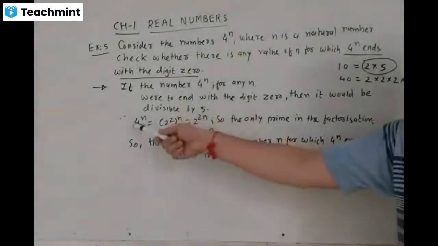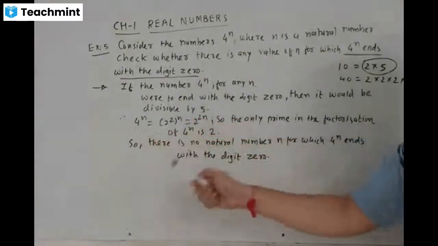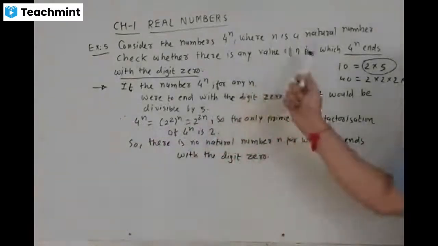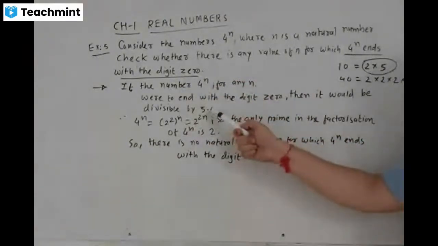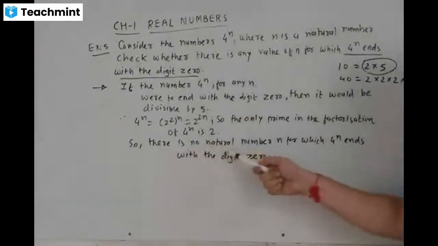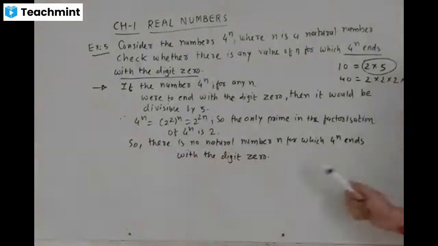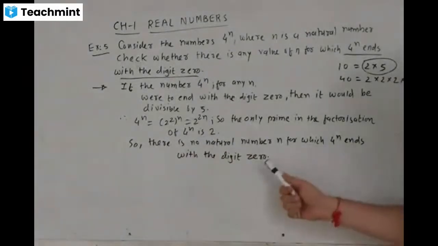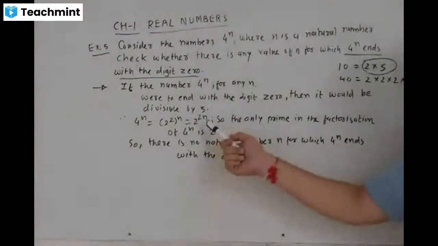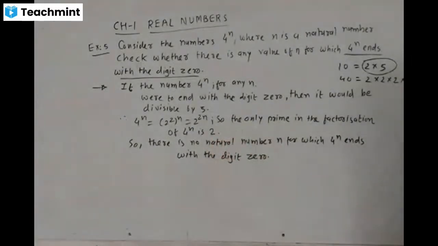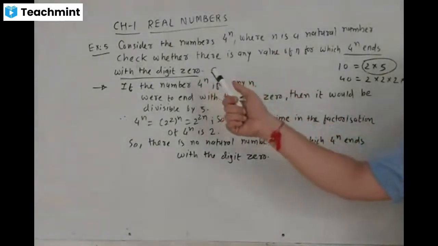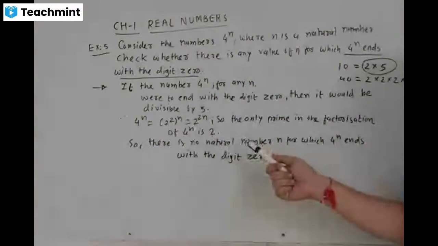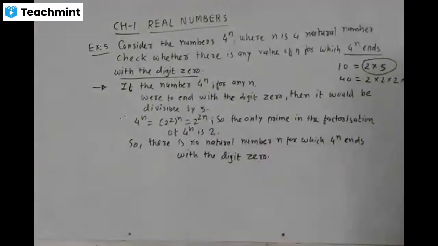What is the prime factor of 4? Prime factor of 4 क्या आएगा? Only 2 आएगा. पर if the number ends with the digit 0, तो उसका one of the factor क्या आना चाहिए? 5 तो आना ही चाहिए. पर यहाँ पे 5 नहीं आया. 5 इसमें नहीं है. Therefore, there is no natural number n for which 4 raised to n ends with the digit 0. तो 4 का कोई भी पावर ले लो, वो कभी 0 unit digit नहीं होगा. That means a number ending with the digit 0 is not possible. ओके.